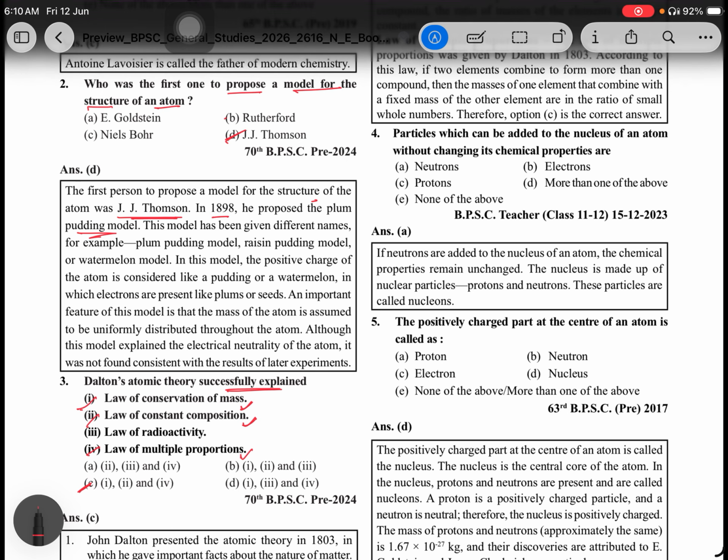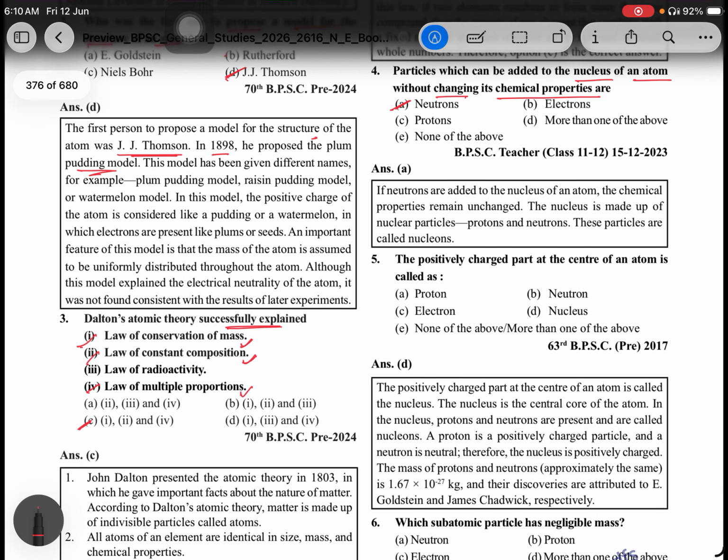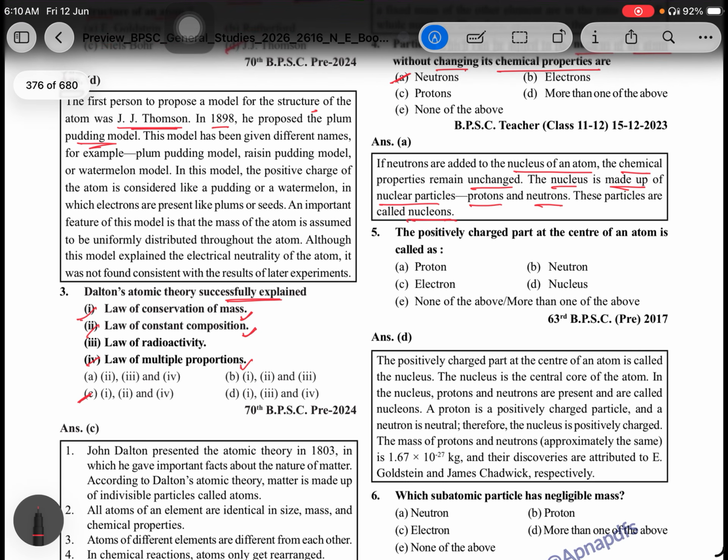Particles which can be added to the nucleus of an atom without changing its chemical properties are neutrons. If neutrons are added to an atom, the chemical properties remain unchanged. The nucleus is made up of nuclear particles, protons and neutrons.